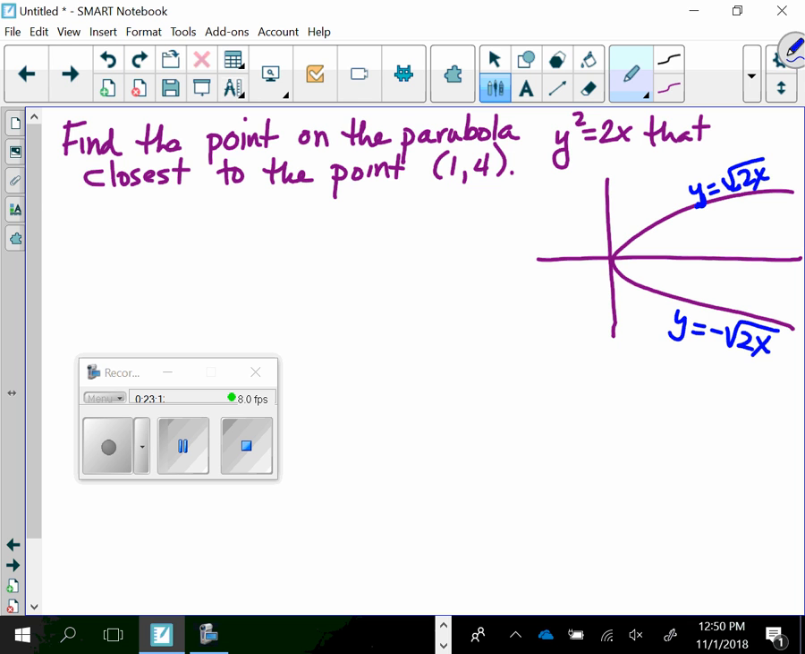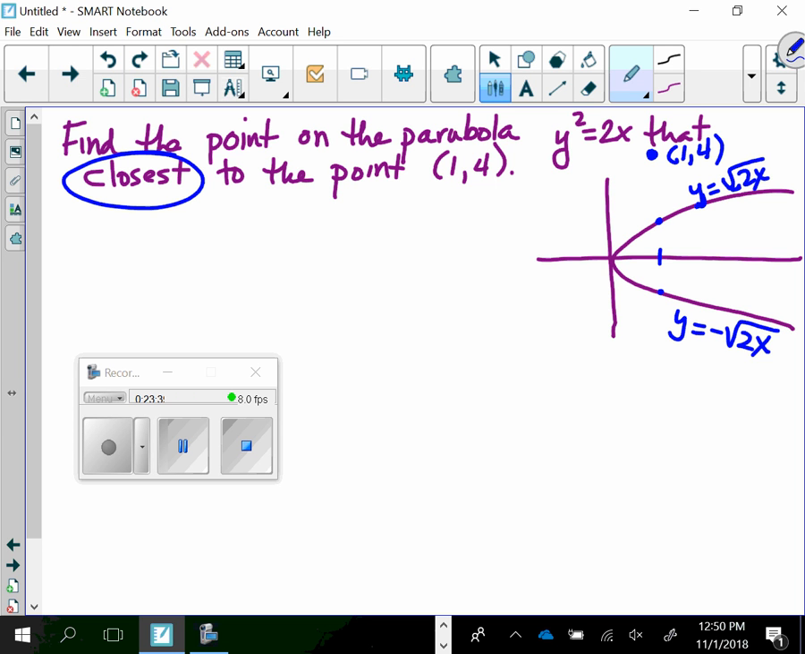Okay. So 1, 4. What's that point and that point? Radical 2 is 1. So let's say it's about right here. Here's my point 1, 4. Okay. And I want closest.